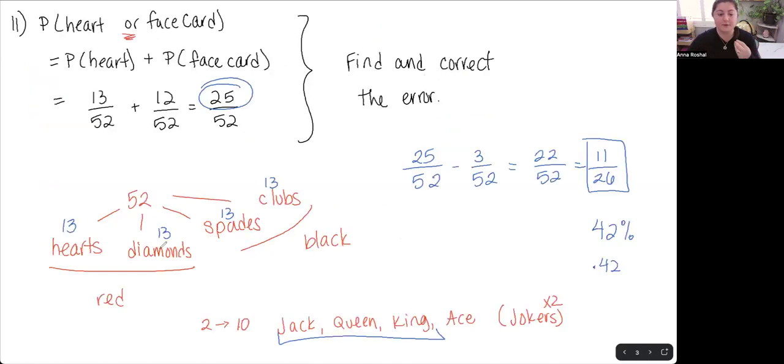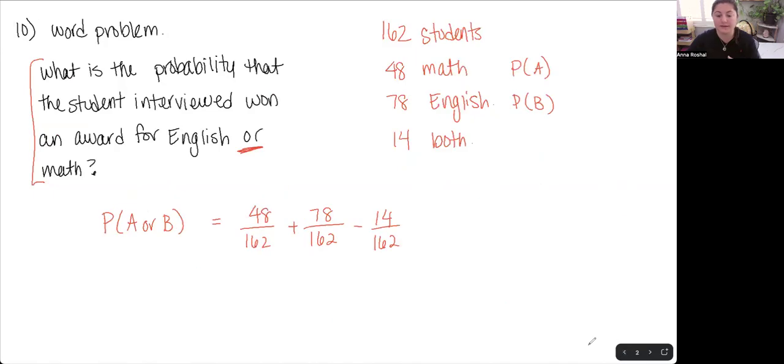So for example, in that problem, my face cards and my hearts were counted twice. So we need to get rid of those extra ones. So in here, yes, 48 won math, yes, 78 won English, but there are in there 14 students that won both, right? So we want to remove that extra double counting. We don't want to have that double counting. So this is actually 112 out of 162.